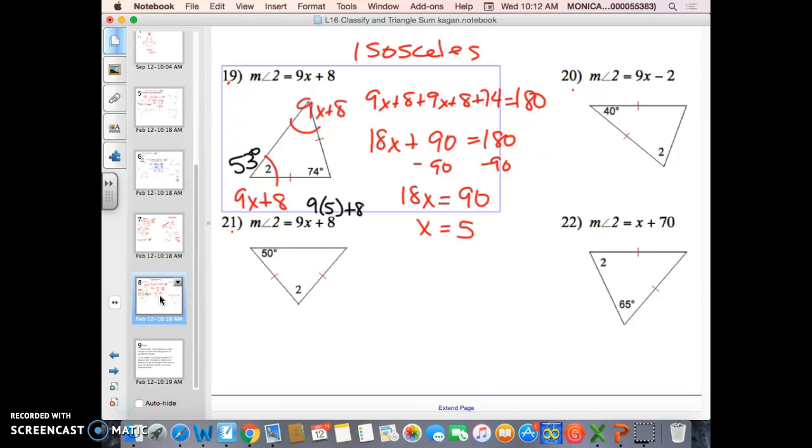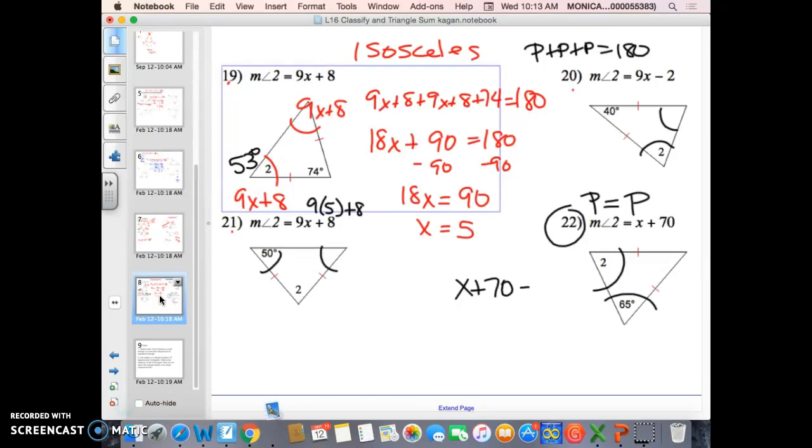Now if you look at number 20 and number 21, you're going to solve the same way. Part plus part plus part equals 180. And one of your parts is going to repeat because these are my base angles. And you'll look here, this one's upside down, but these are my base angles. 22 is a little different. These are both base angles. So this one's going to be part equals part. So when you set this up, it would be x plus 70 equals 65. And again, you can get a negative answer for x, you just can't get a negative angle.